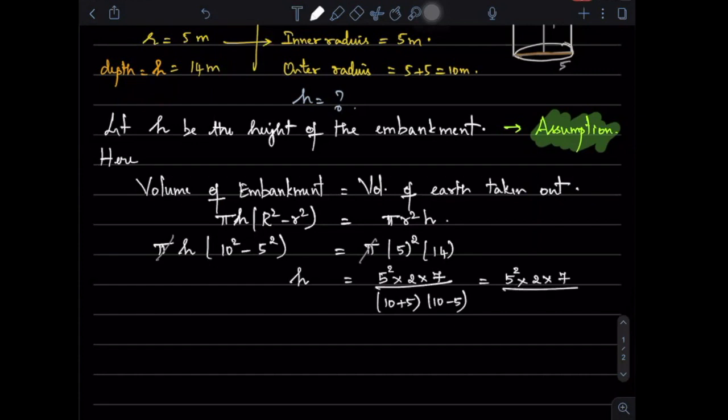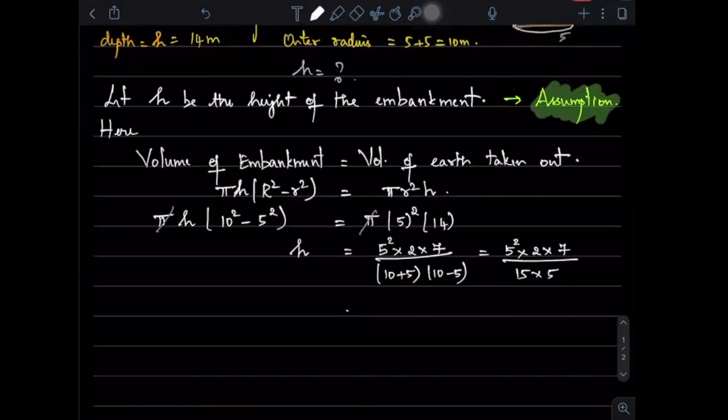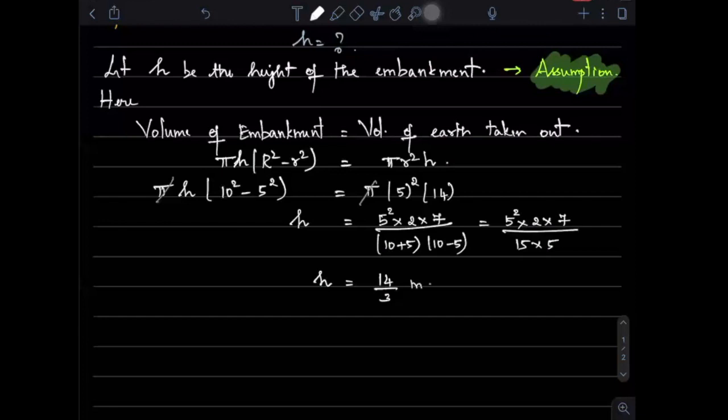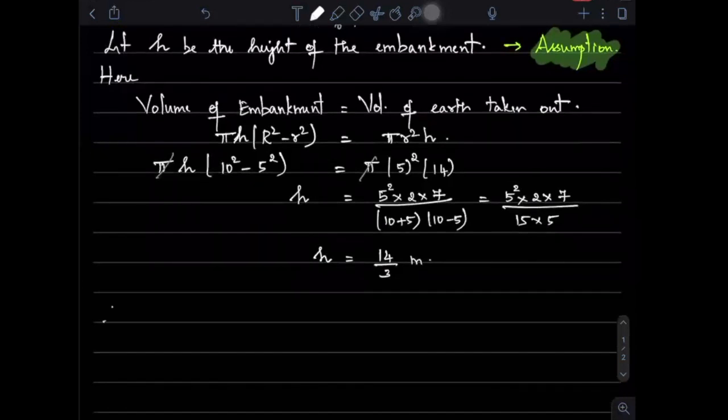Are you happy, children? Yes sir. Simplify this. If you factorize like this, it will be easy for you to calculate. So what comes on top? 14/3. That's what I get, right? The height is equal to 14/3 meters. That is the height of the embankment.